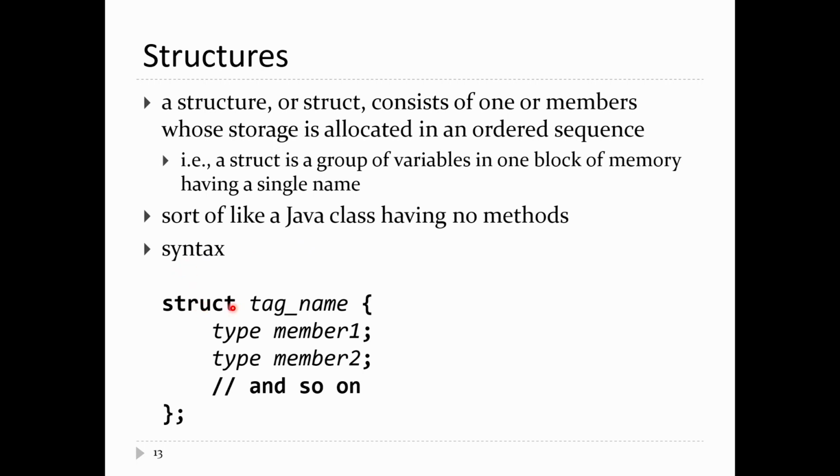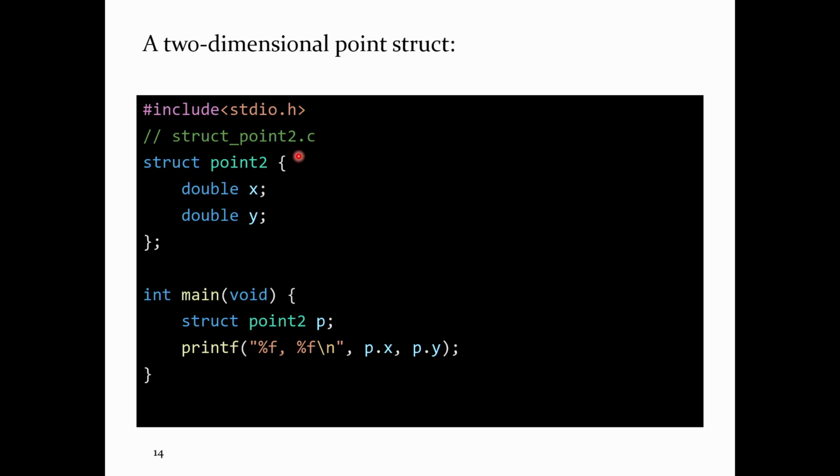So your syntax is struct, then there's something called a tag name, because structures are strange. Then inside a pair of braces is a list of the variables that you want in this structure. It's a type followed by the name of the variable, semicolon, type followed by the name of the variable, semicolon, and so on. So what is this tag name thing? The tag name is not actually a type. I'll give you an example first.